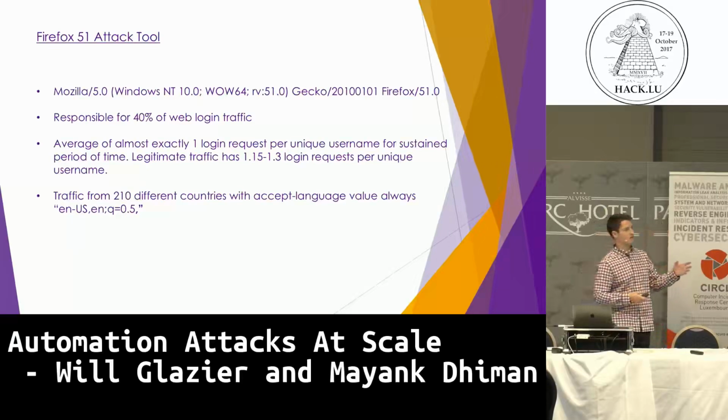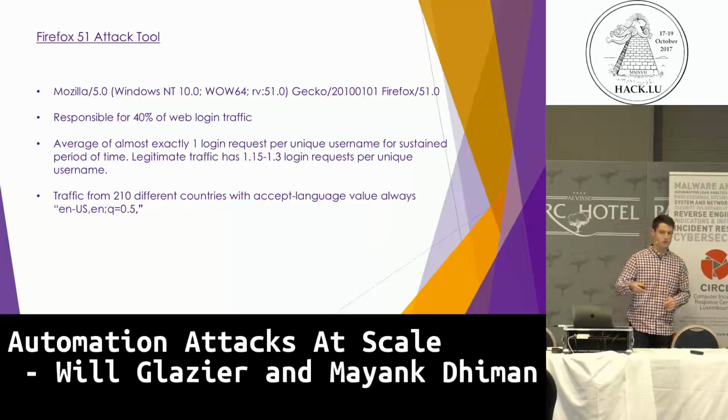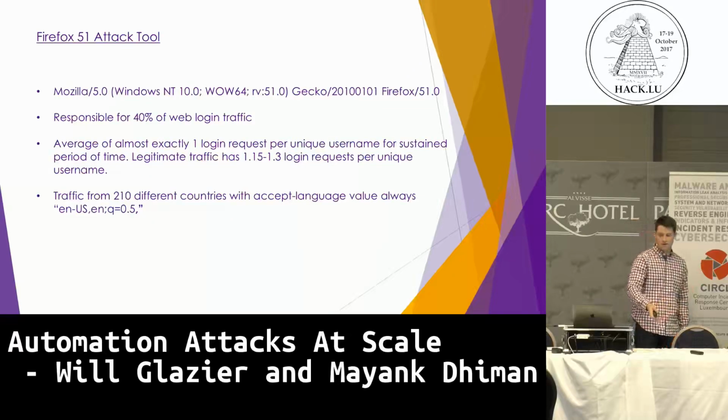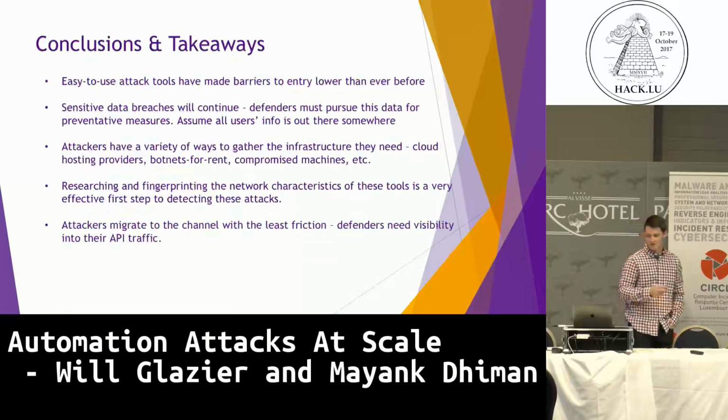Legitimate traffic tends to see a pattern of more like 1.15 to 1.3 login requests per unique username, which would mean about 20% of us in the room would either forget our password and try again, or forget our password a few times and just hit reset password. This tool also showed traffic from 210 different countries with the same accept language value always, and even though that's typically a default value, us Americans are not generally good with other languages, so you would think that we would see some change in these values.